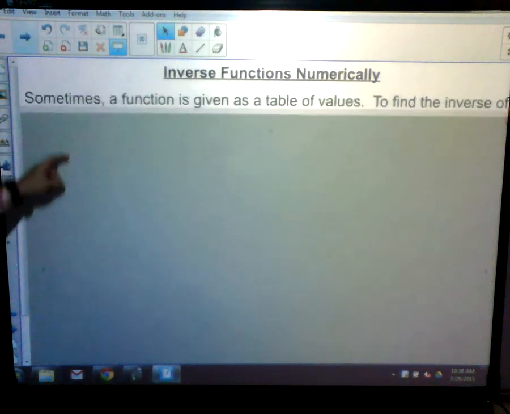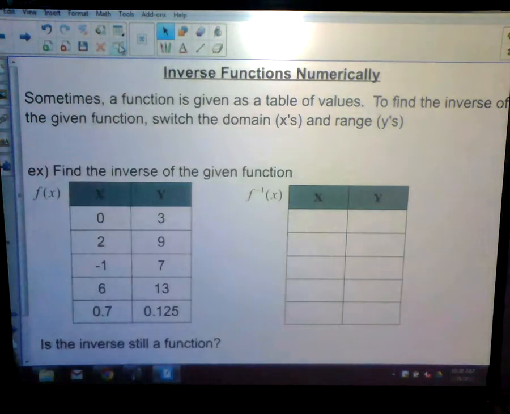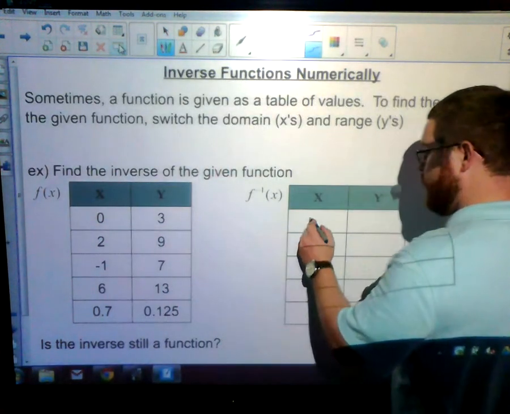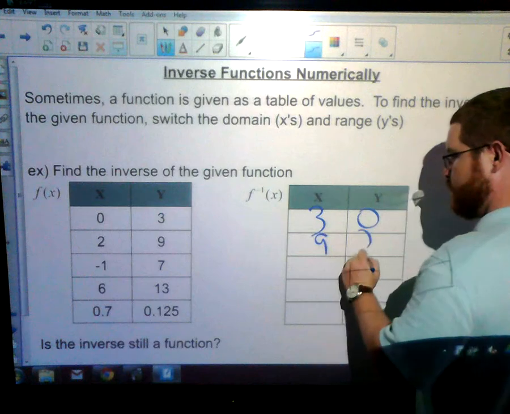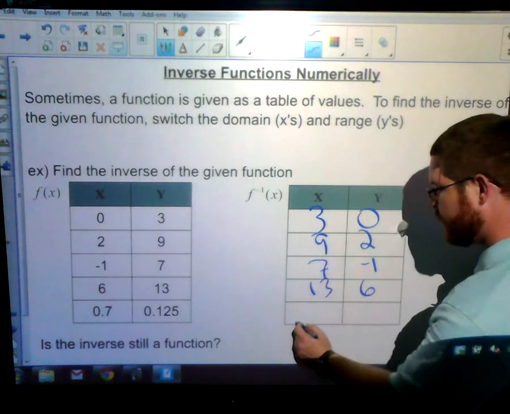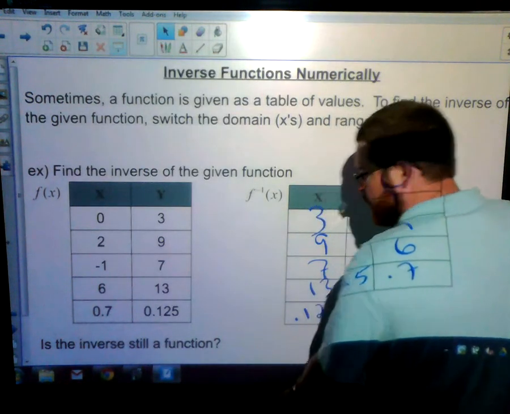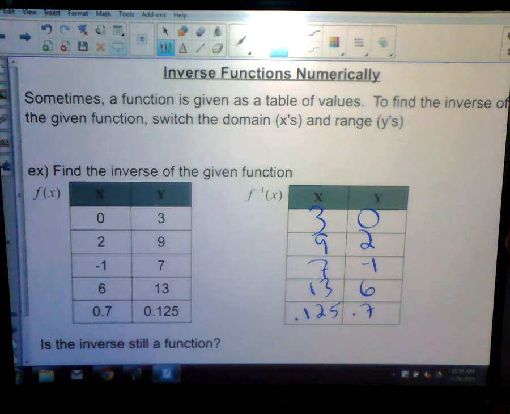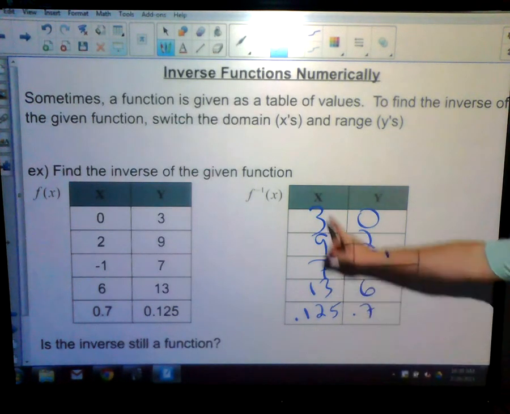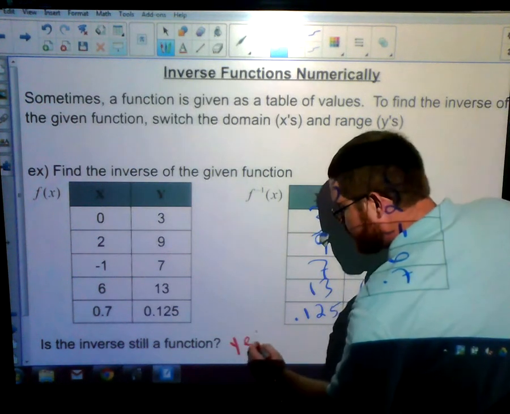Numerically it's very easy. Sometimes a function is given as a table. To find the inverse, switch the x's and the y's. So if this is my original table, how do I find the inverse? I switch x's and y's. That's really easy. Is the inverse still a function? Well, it's a function if x's don't repeat. Do any of the x's repeat? The x's don't repeat, so yes, it's a function.